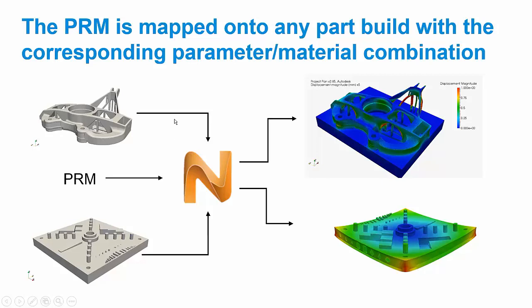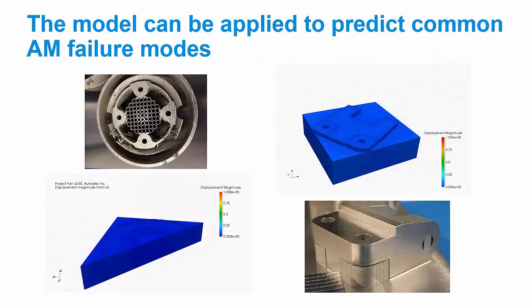Now, in addition to just getting the distortion predictions, which are useful because you can look at the part and see if it's distorted out of tolerance, you can also use those distortion predictions to predict other common failure modes. So this example that I showed at the beginning of the presentation of a part that actually deflected upward into the recoater blade, now we can use these distortion predictions to investigate why this happens, and if we had run this before building, this can be predicted and mitigated.